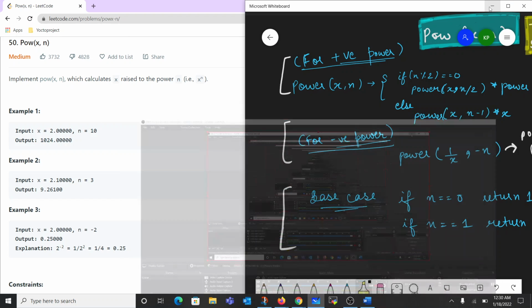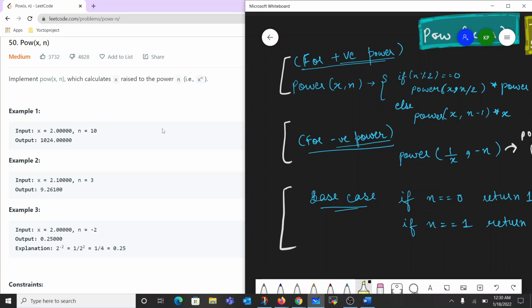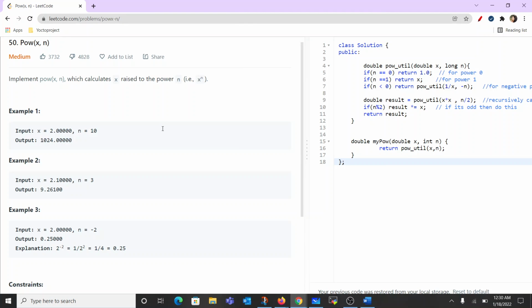Hello everyone. So today we are going to do the question Power of x comma n. Basically, in this question we would be given two numbers: one number would be x, that is our base, and another number would be n, that is our power. How this is different from an ordinary power question is that our n could be positive also, and our n could be negative also.